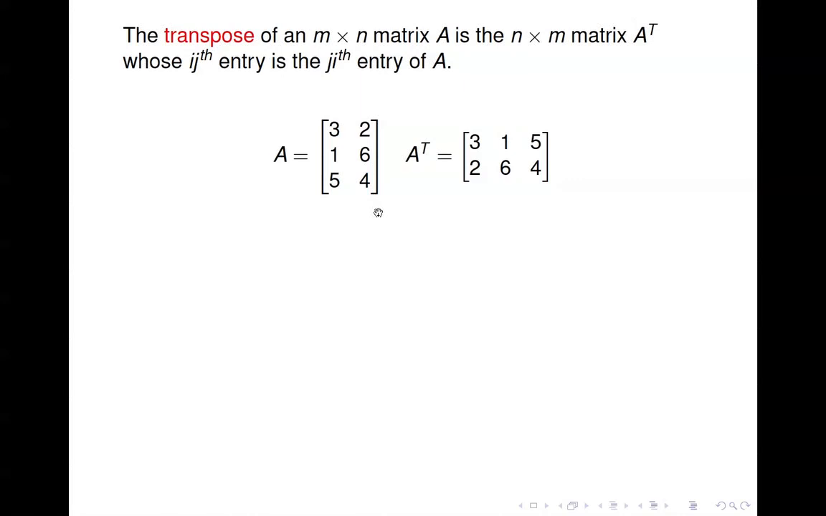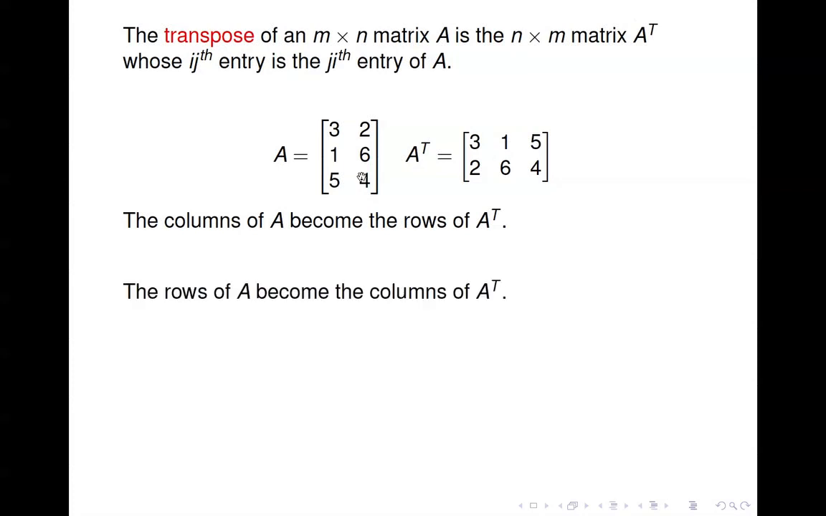So for example, if this is your matrix A, then I take the 1, 1 entry here, becomes 1, 1 entry here. 1, 2 entry becomes the 2, 1 entry, and so forth. I mean, perhaps an easier way to think of it is that the columns of A become the rows of A transpose. So column 1's 3, 1, 5, row 1 of the transpose, 3, 1, 5, and so forth. Or alternatively, the rows of A become the columns of the transpose. So here's a row, first row here, 3, 2, first column here, 3, 2, and so forth.